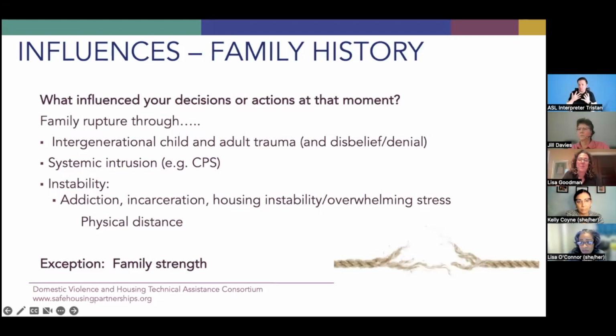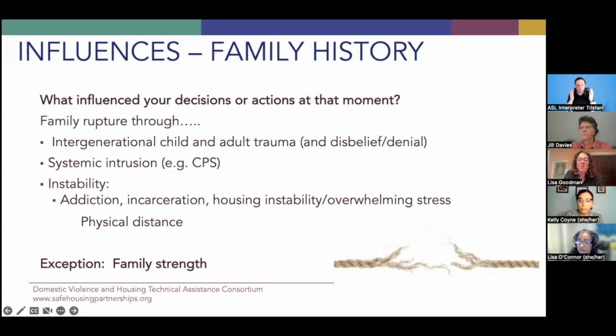Then a second category of interpersonal influences were systemic intrusions. And by that, I mean there were many stories about systems, mainly child protective services, but some others as well, splitting up families early on in a way that they never recovered from. So they didn't really have anyone now in terms of family to support them. And then less frequently, but sometimes, survivors talked about family disruption and instability due to addiction or incarceration or homelessness, or occasionally they just mentioned physical distance.